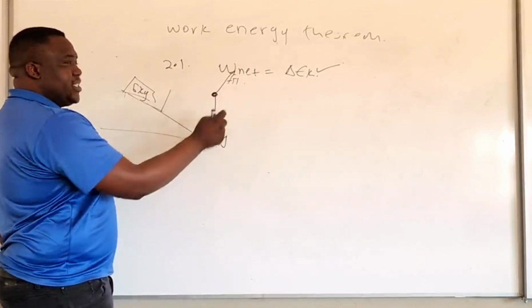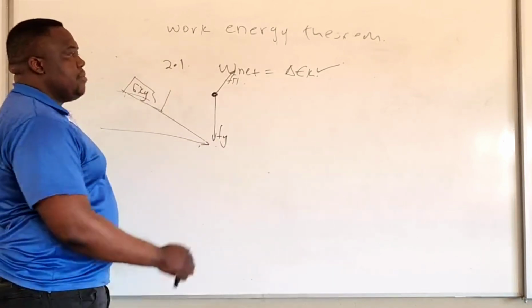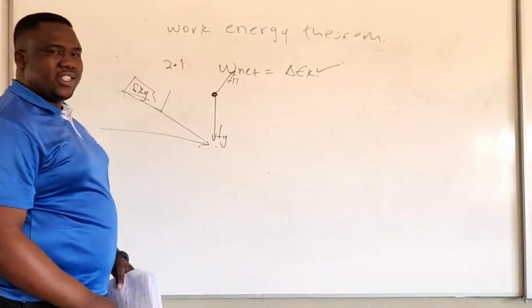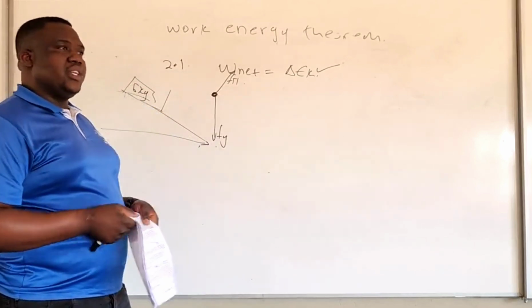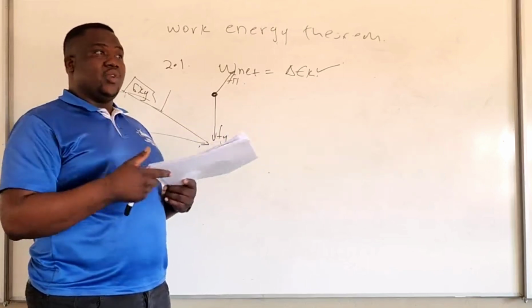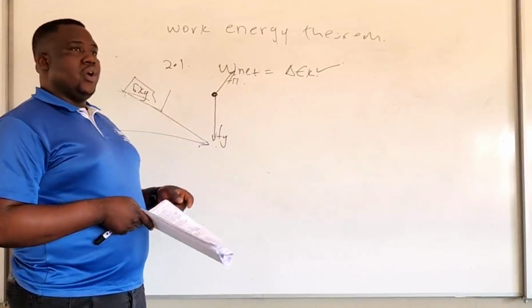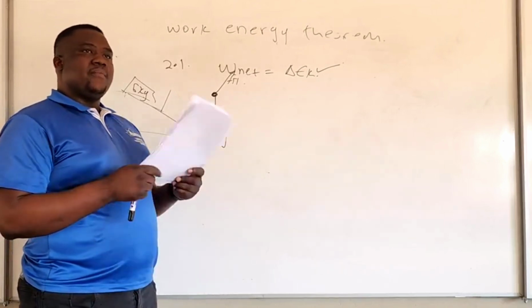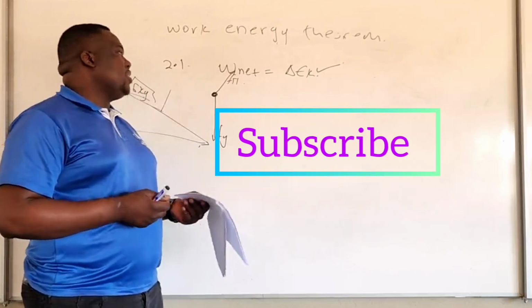So what are the forces that can do work that are acting on that object? It's only gravitational force. Remember that normal force cannot do work because it is perpendicular to the direction of displacement. They usually ask this question: why is it that normal force does not do work? It cannot do work because it is acting perpendicular to the direction of displacement.